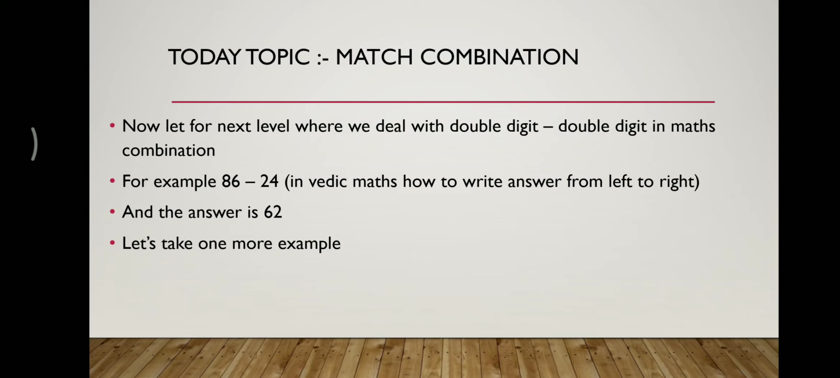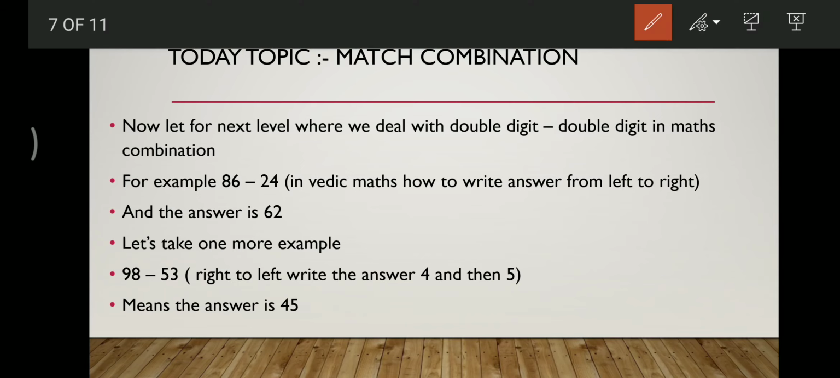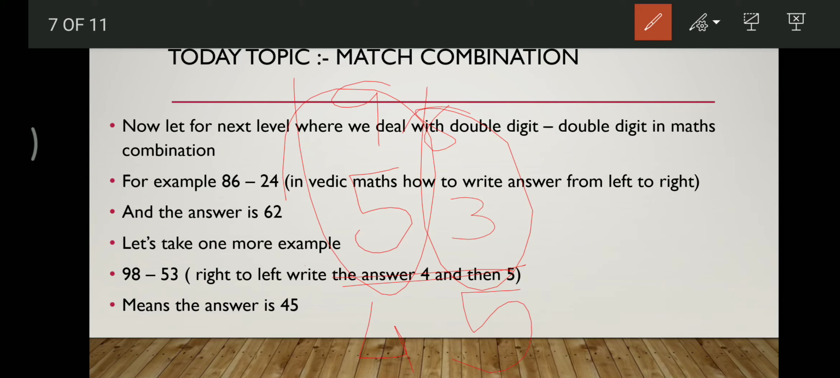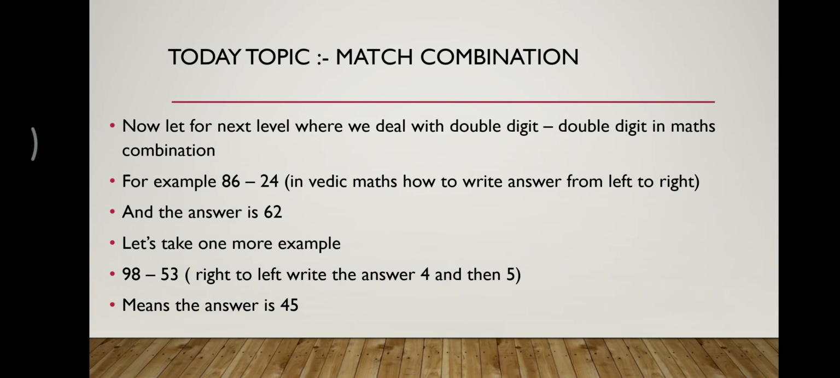So let's take one more example. Here we get 98 minus 53. When we solve these sums from left to right, this is 98 and 53. When I start my solution, I will first do this one and we get 4, and then this one, and we get 5. So our final answer will be 45.